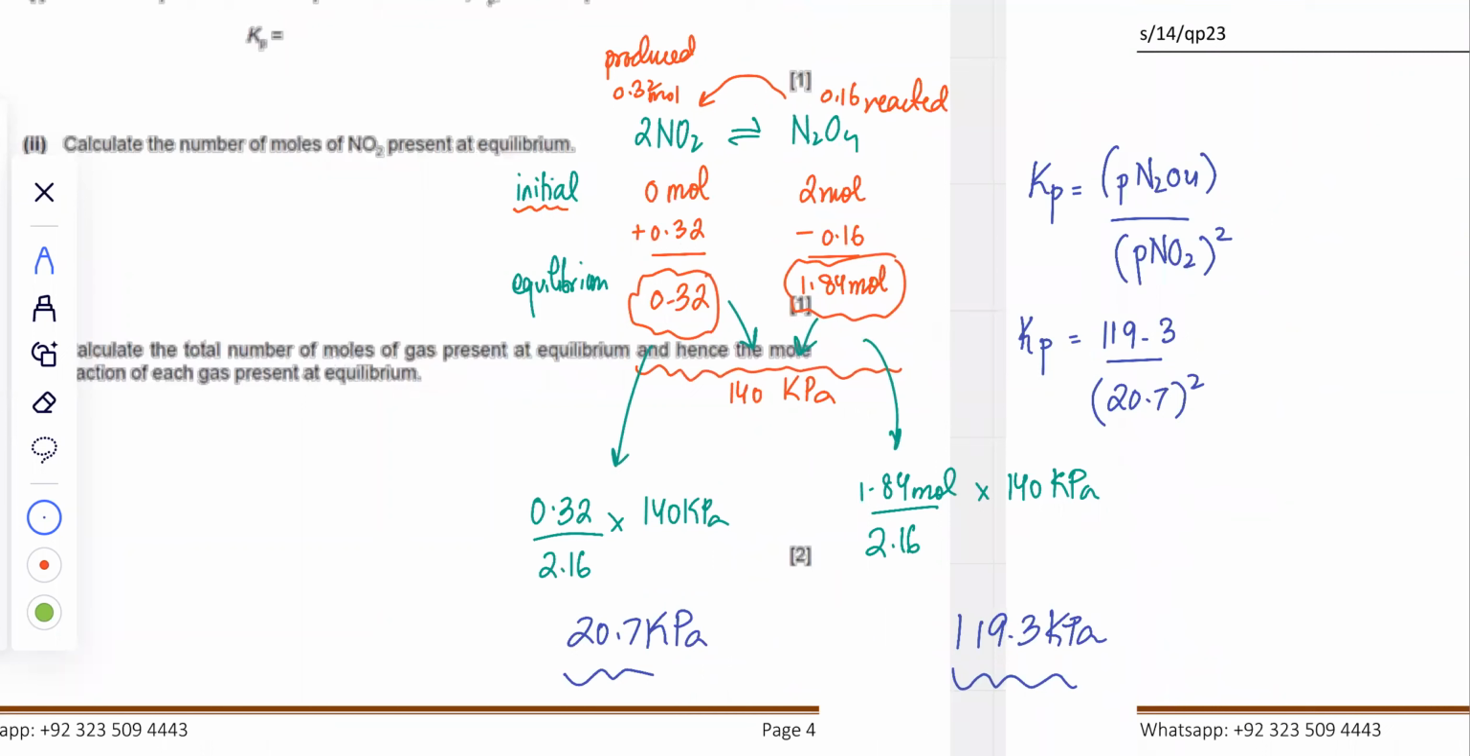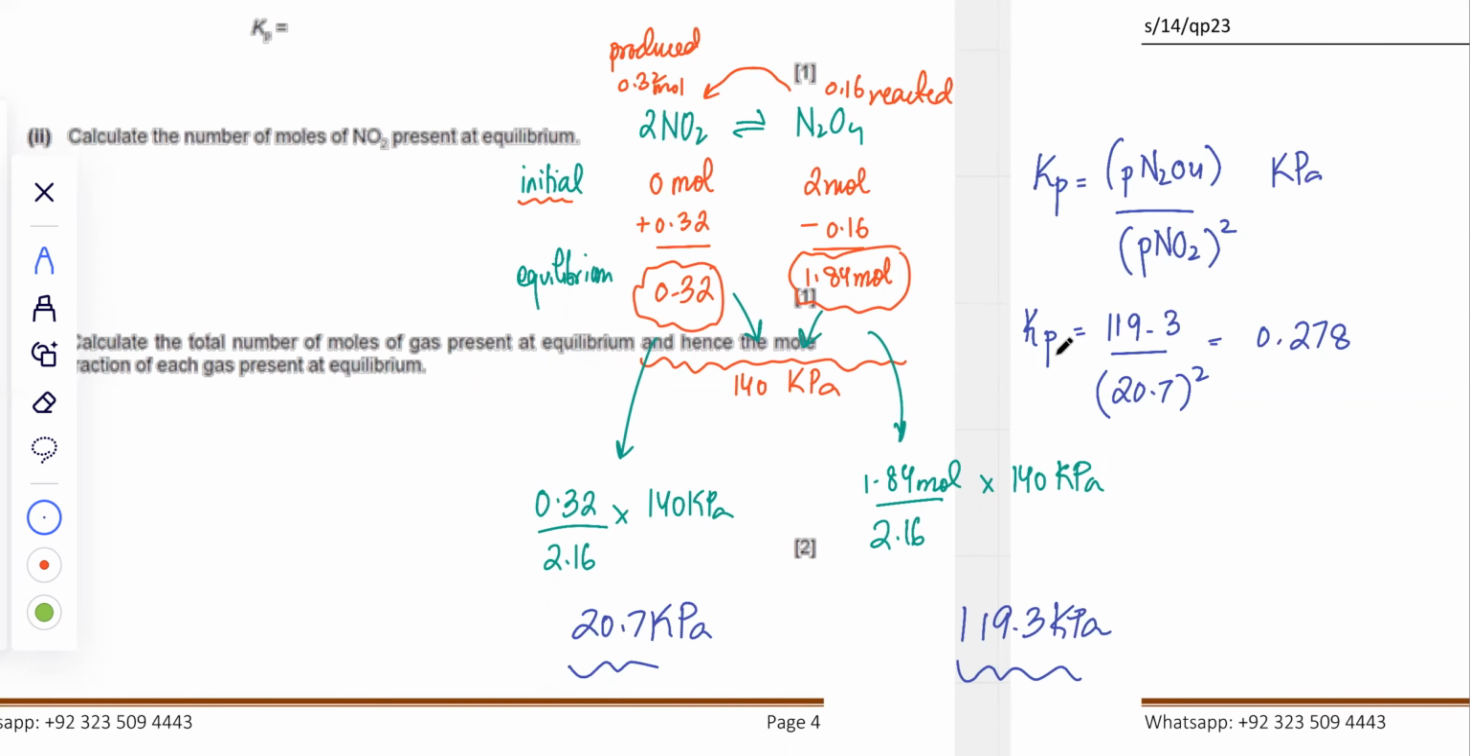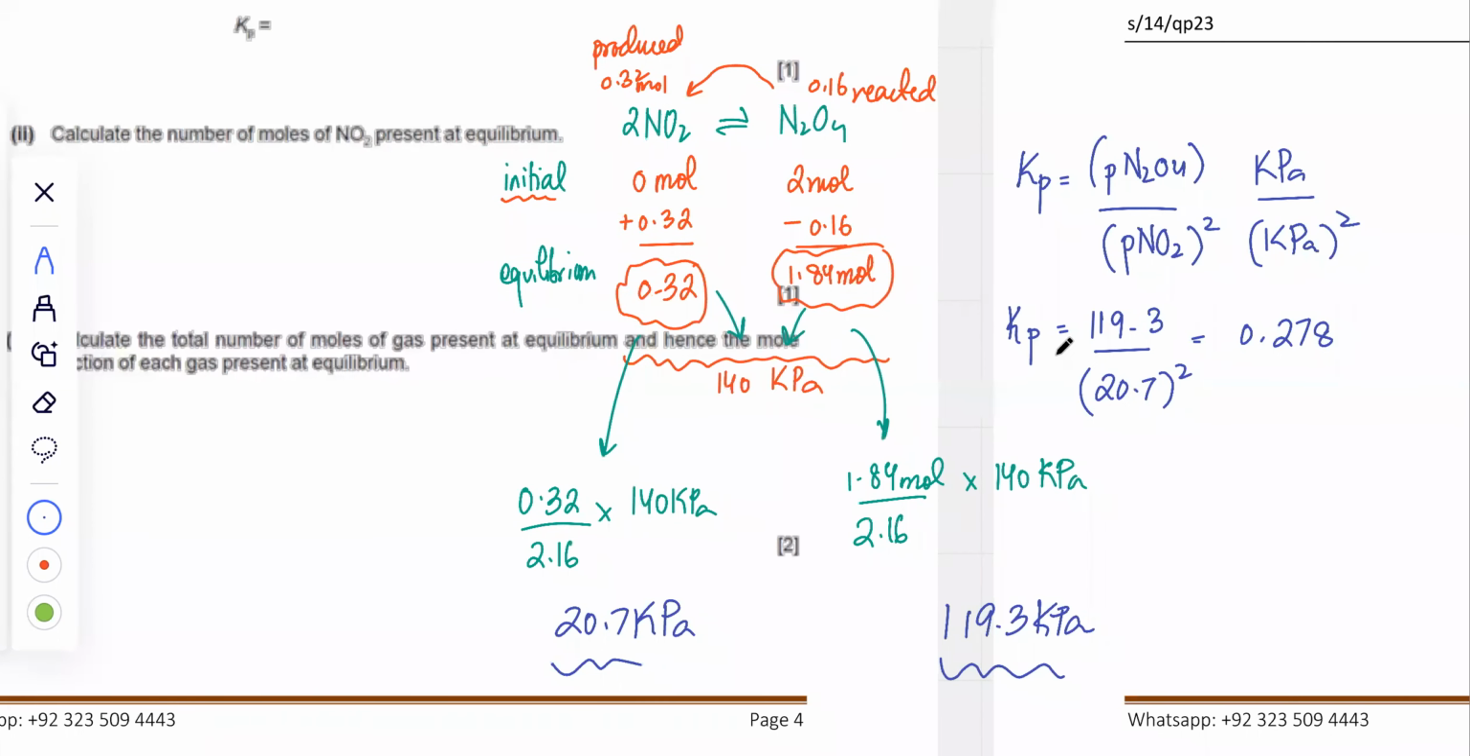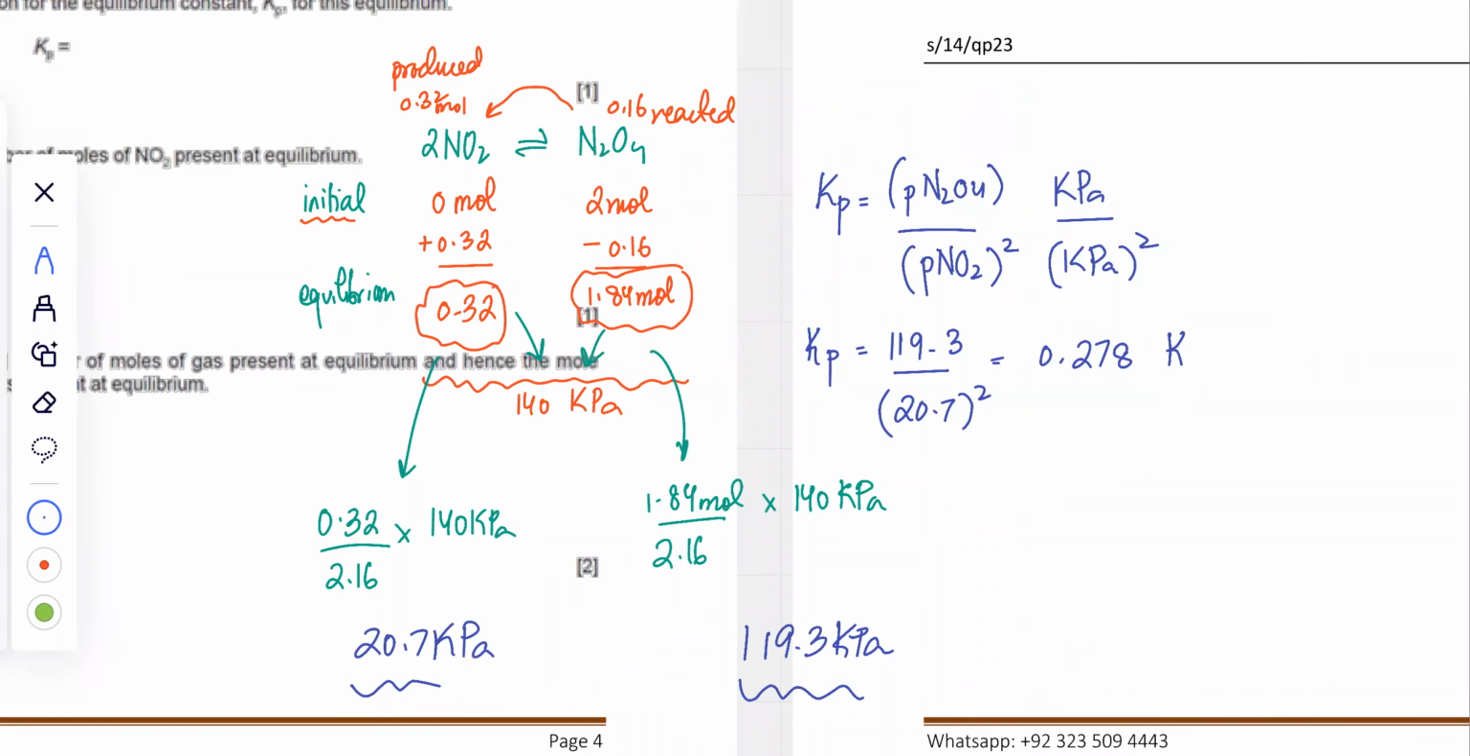So what answer do we get for this? What's 119.3 divided by 0.278? So we're getting 0.278, and what is going to be our unit? It's going to be kilopascals divided by kilopascals squared. So I can calculate the unit. It's going to be kPa divided by kPa squared. So the unit is going to be kPa to the power -1. That is what our unit is going to be.